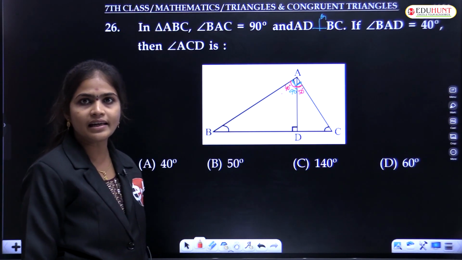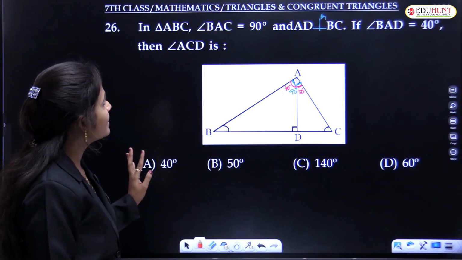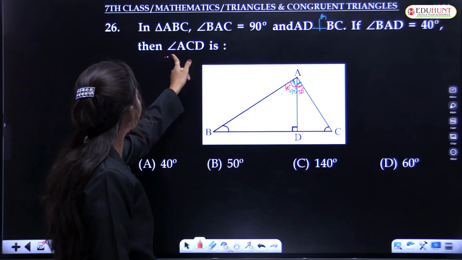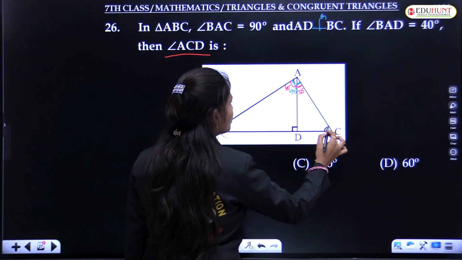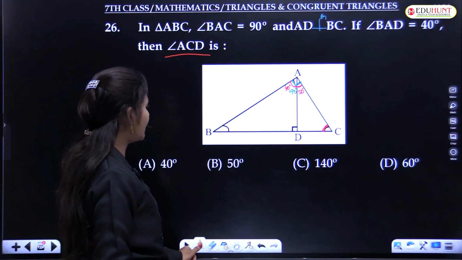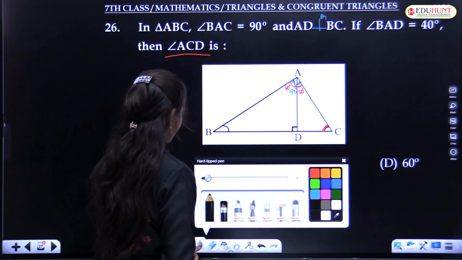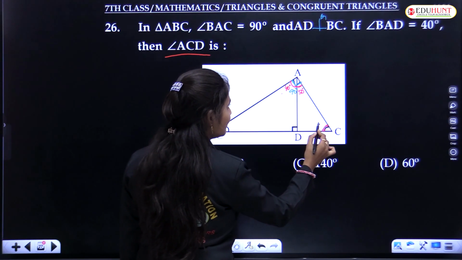Okay, now we have that angle also, no? Now what have they given as another thing? Angle BAD is equal to 40. Then angle ACD, its value we need to find out. ACD, so here this angle we need to find out. So children, see here, this is 50 degrees and this angle we need to find out.